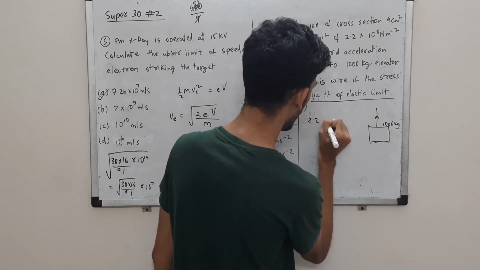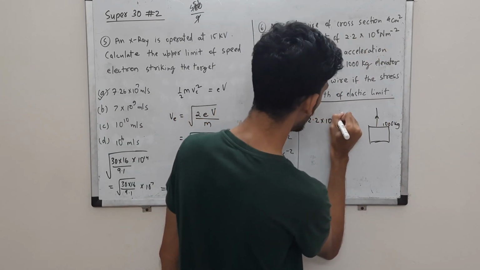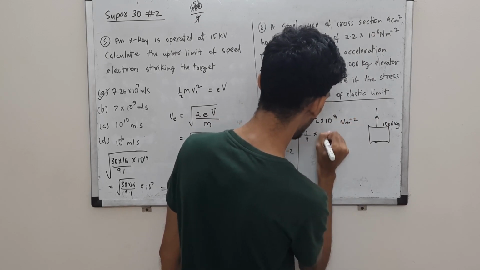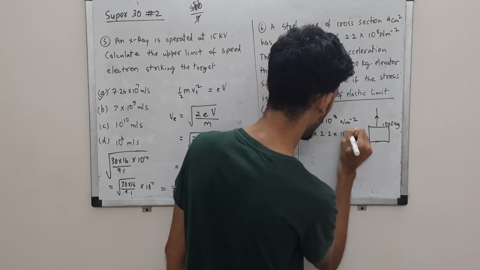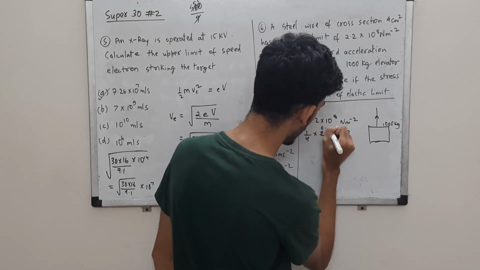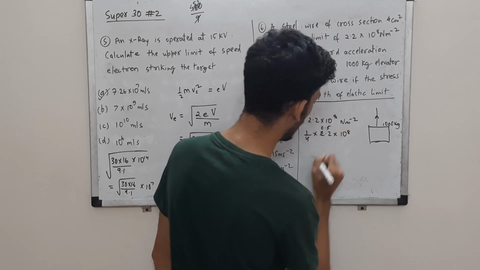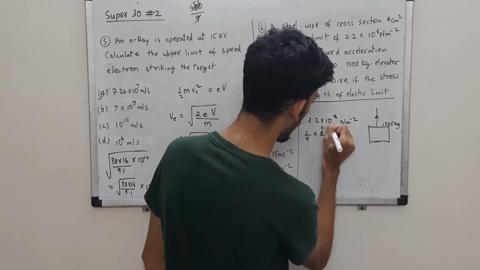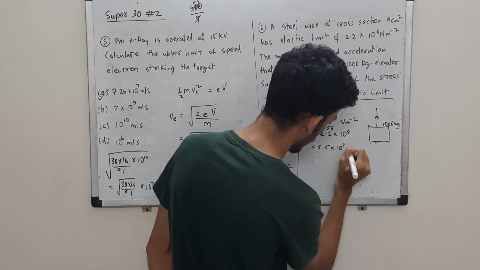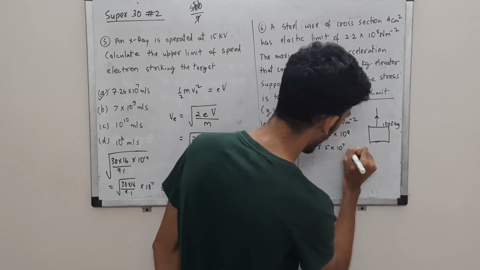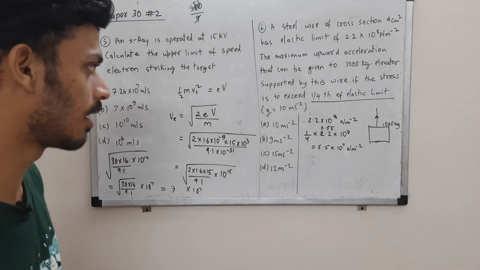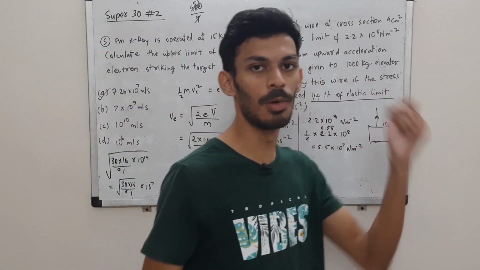So this is the limit, and we are taking 1/4 of it. So 5 fours are 20, and again we'll have 2. So I can write it as 5.5 into 10 to the power 7. This is the limit for the lift. This is the maximum stress that the string can take when it's pulling up the lift.